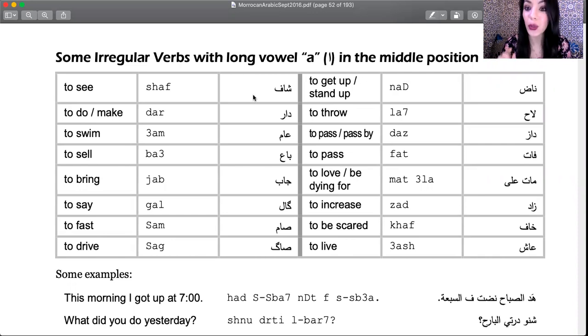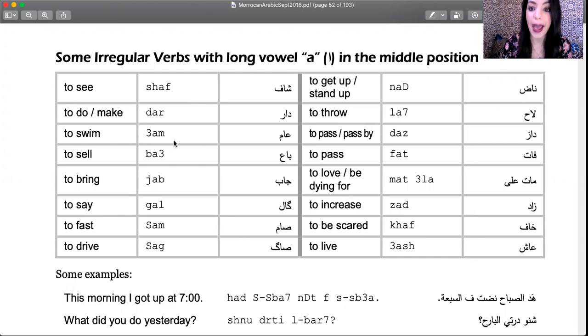Okay, so I'm going to read them twice. The first time, listen and try to repeat after me, okay? So we have chef, chef, dad, dad. I know that dad looks exactly like the word for house, but the pronunciation is different. This is dad, and the other one is dar, dar. So the house is darker in pronunciation, but don't worry about this.